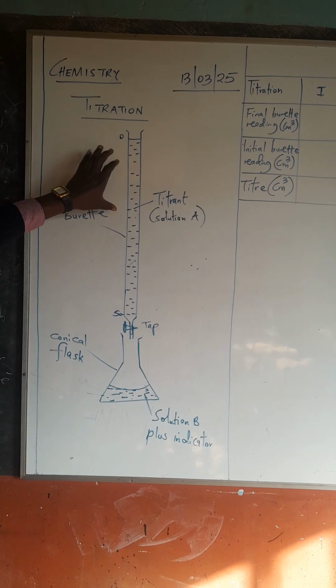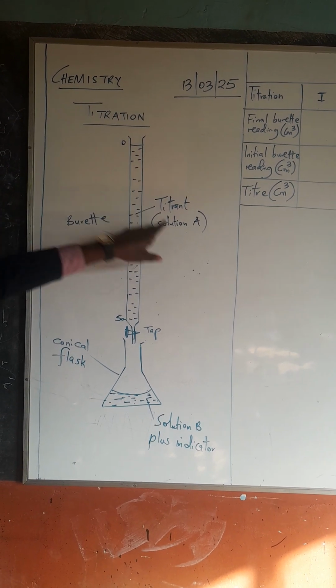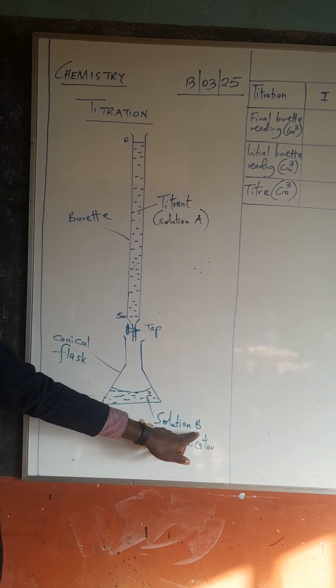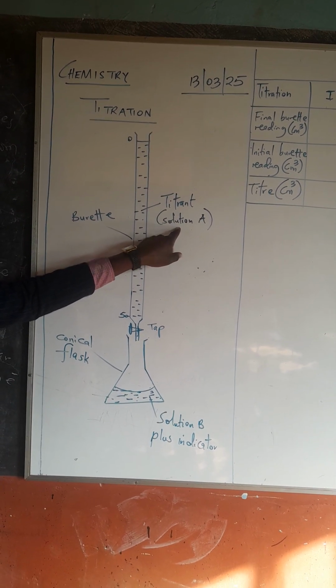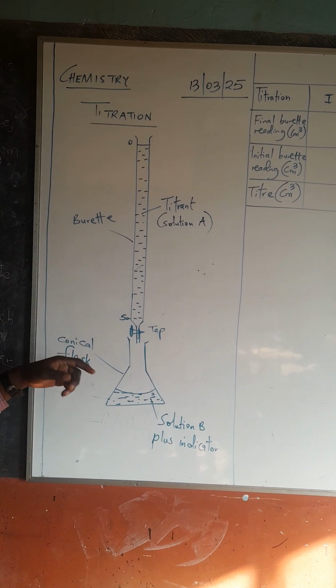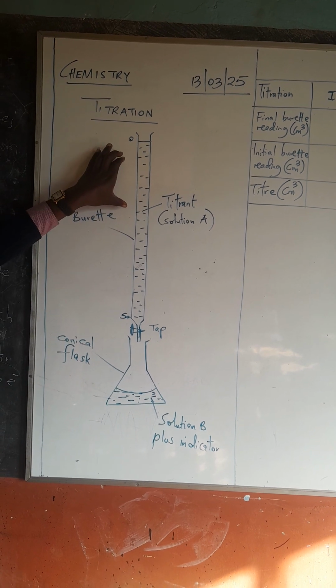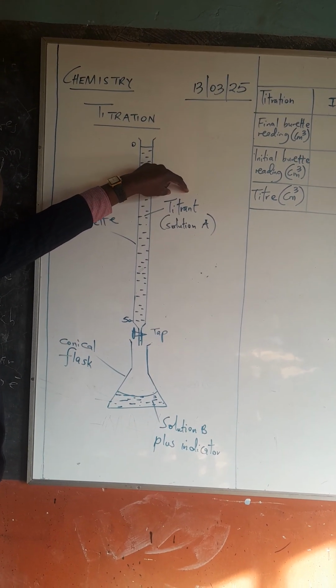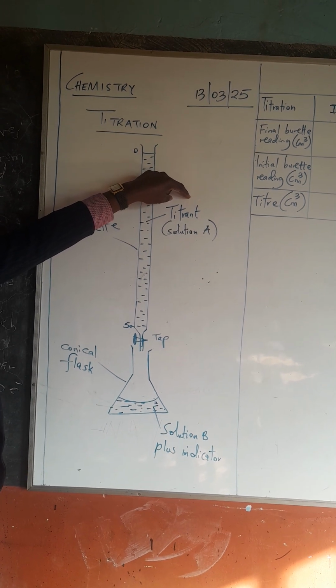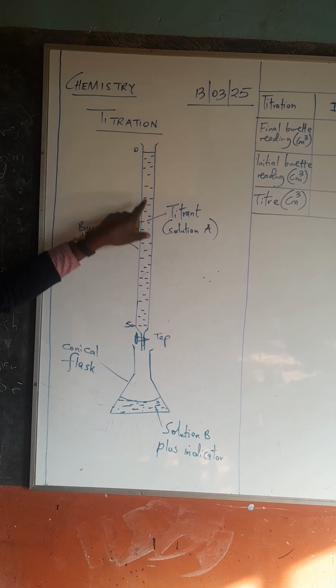And then in the burette, we have solution A. If this one is a base, then definitely this one is going to be the acid. Now, get to understand this. Whatever you place in the burette is called the titrant.